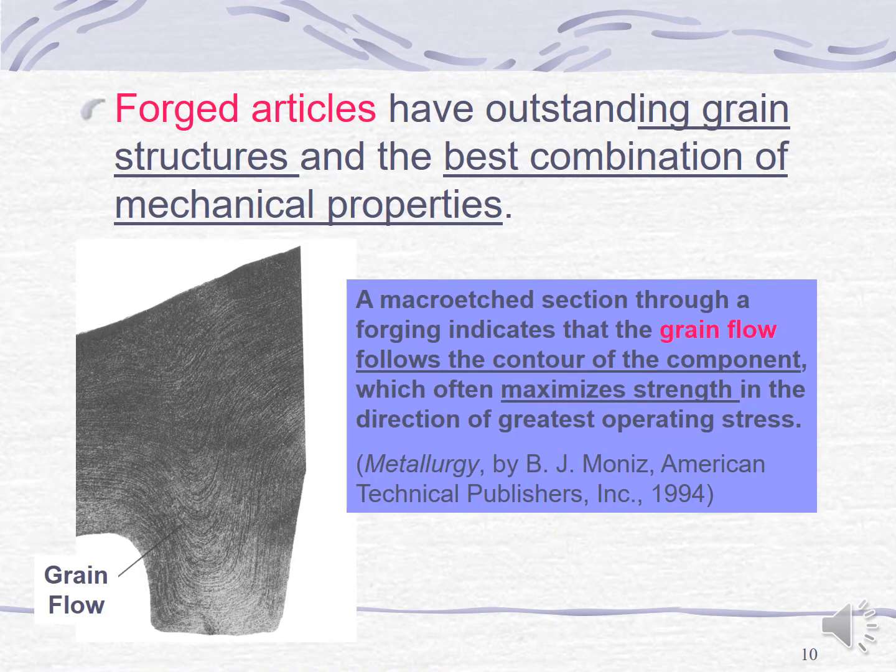Okay, this is the microstructure of forged articles, forged product, where you can see the grain flow. This grain flow follows the contour of the component, which often maximizes strength in the direction of greatest operating stress.